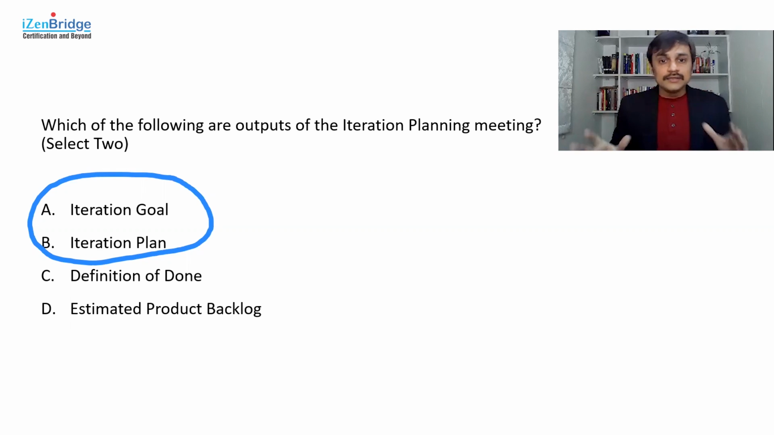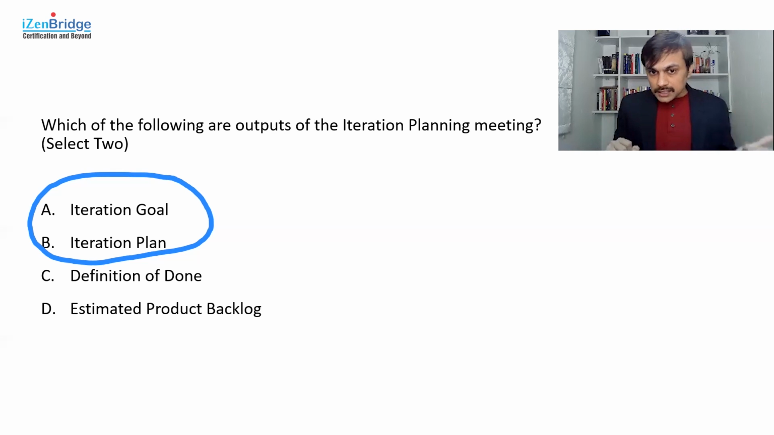Now, please be clear, the PMP exam will use iteration and sprint as replaceable words, synonyms. So sometimes they may ask which of the following are the outputs of the sprint planning meeting, and they may use sprint goal and iteration goal as the same thing. Similarly, iteration plan, sprint backlog, or iteration backlog, these words may also get used interchangeably. So be aware of this terminology, and then you will understand how these things work.